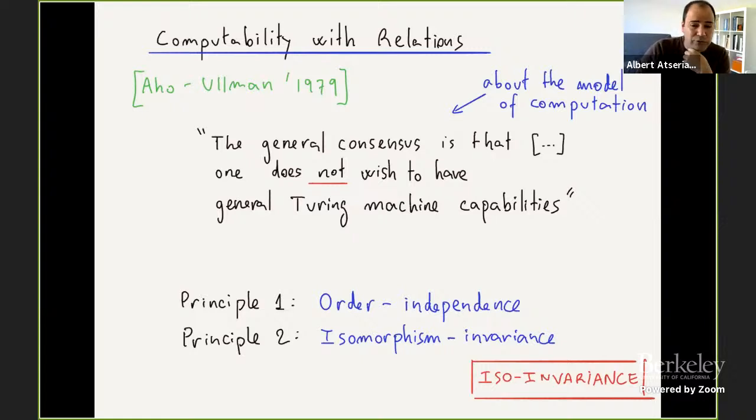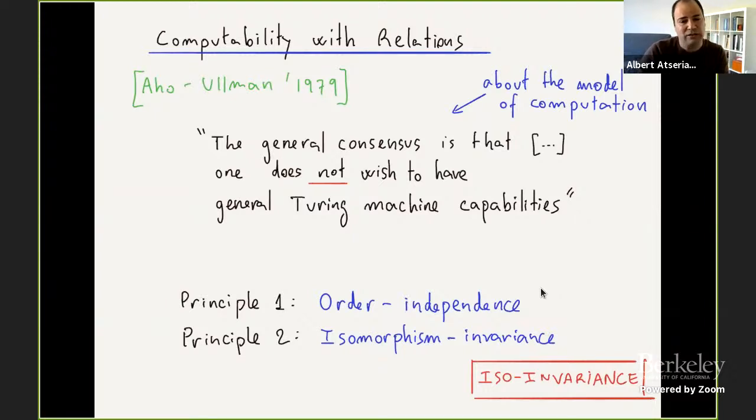The general consensus about the model of computation for relations is that one does not wish to have general Turing machine capabilities. That's a bit of a funny thing to say. Well, you don't want to be Turing complete. But there are reasons for that, and they go ahead and discuss them. The reasons are these principles that they formulate, that we want this computation to be order independent, for example. That's one thing we want.